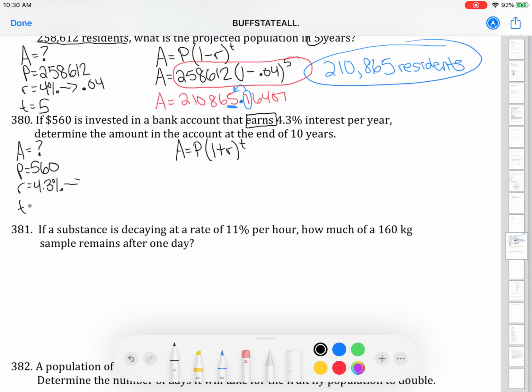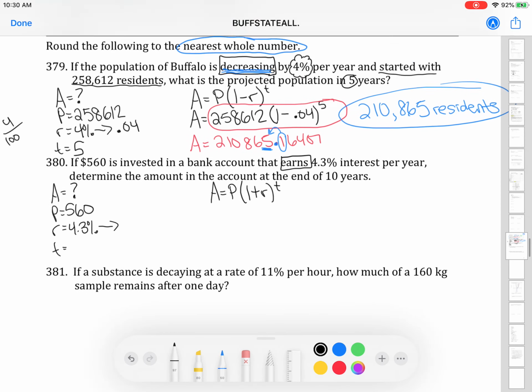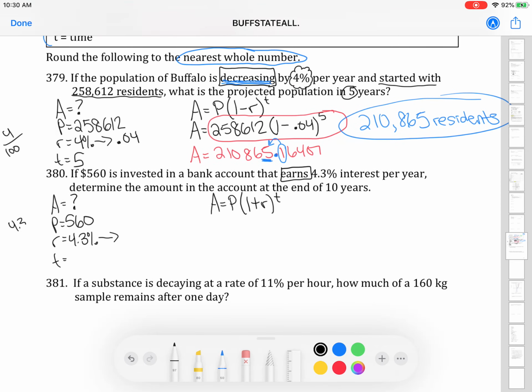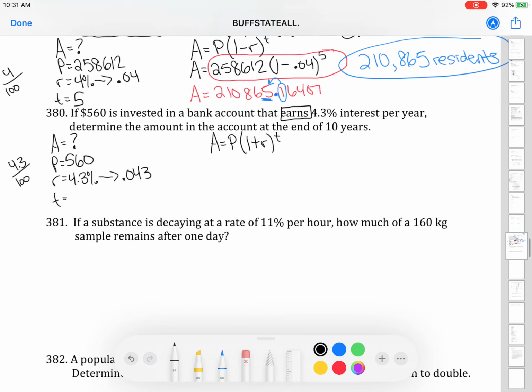R is the rate that it's increasing by. In this one, it's 4.3%. But remember, you don't plug in percent. You have to change that to a decimal. Do it in your calculator if you need to. 4.3 is a percent, so it's out of 100. You'll get 0.043 as your decimal. And then T is your time, which in this one is 10 years.